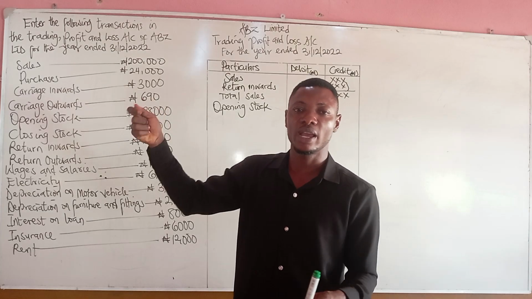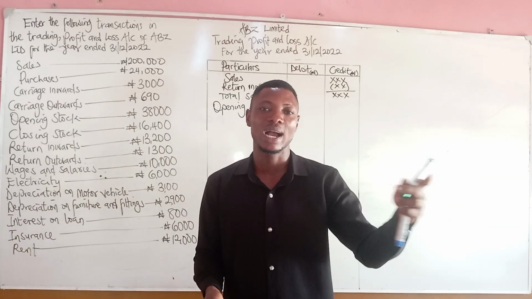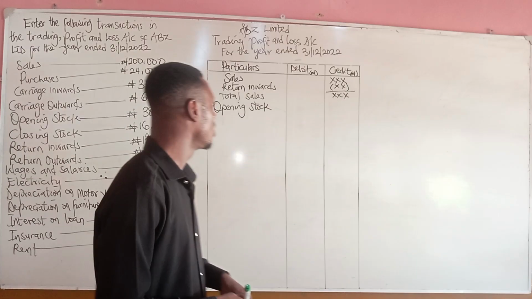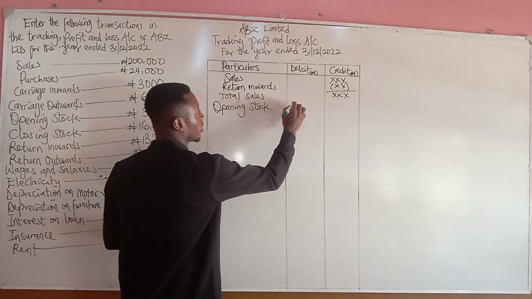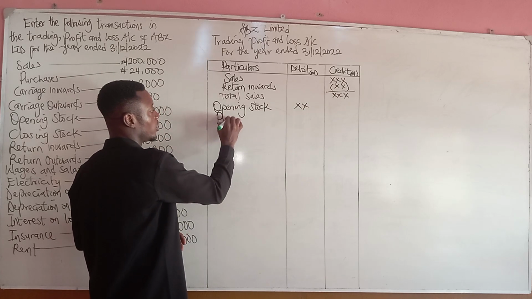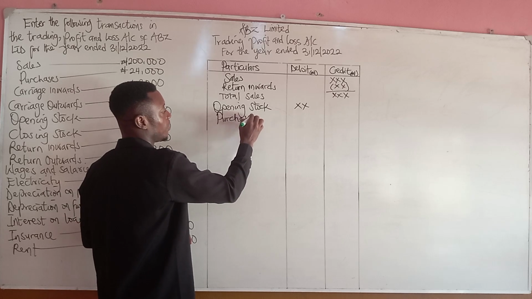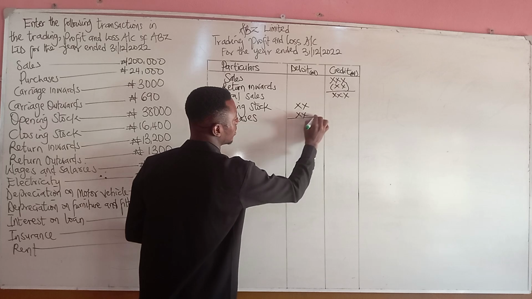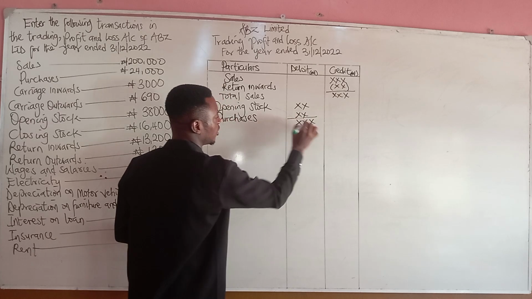So the first day of the year is our opening stock, and the last day of the year is the closing stock. Do we understand? So my opening stock is on the debit side. I'll have purchases. So if I got goods, my purchases, I'm adding it. So when we add, I have this figure.